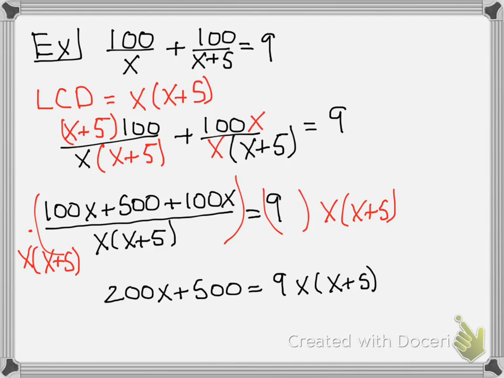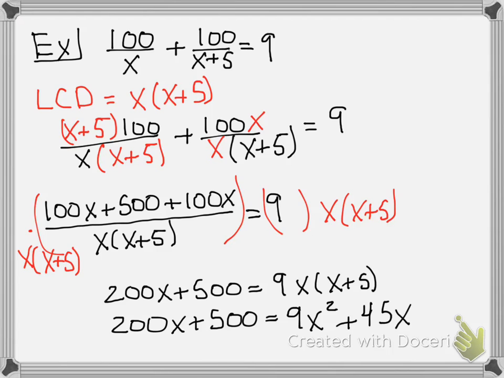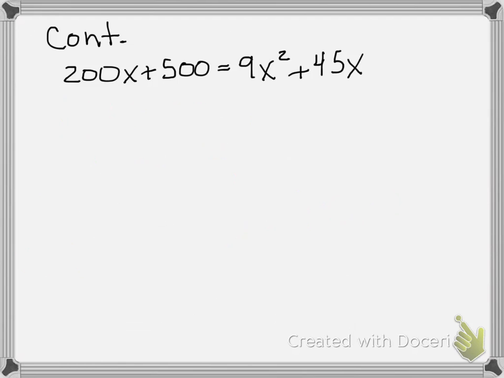And that gives us, after we add the two 100x's together in the previous line, 200x plus 500 equals 9x times x plus 5. Now we want to try to get all of the variables on one side together. First I just went ahead and expanded this 9x times x plus 5, which gives us 9x squared plus 45x. Let's move on to a new page.